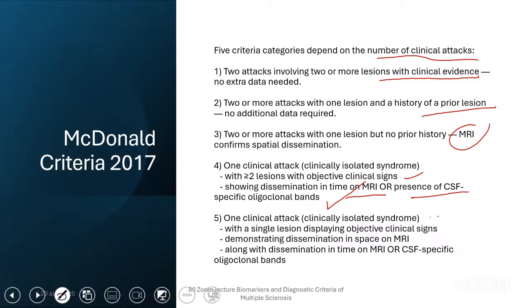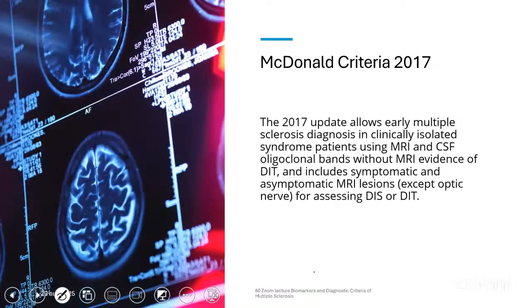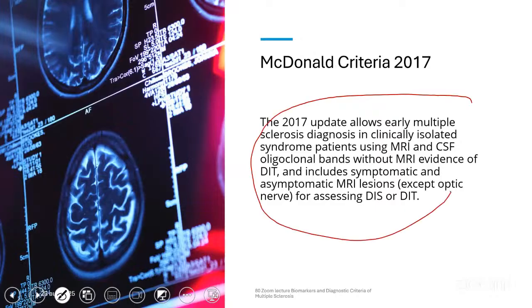So clinically isolated syndrome with a single lesion displaying objective clinical signs demonstrates DIS on MRI, along with dissemination in time on MRI or CSF specific oligoclonal bands. The point to remember is radiologically isolated syndrome. So the 2017 criteria update shows early multiple sclerosis diagnosis in clinically isolated syndrome patients using MRI and CSF oligoclonal bands without MRI evidence of DIT, and includes symptomatic and asymptomatic MRI lesions for assessing dissemination in space and time.